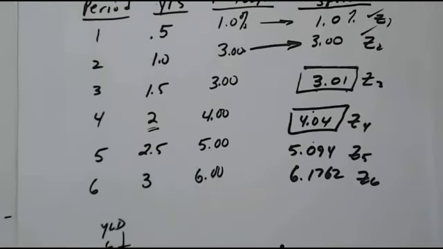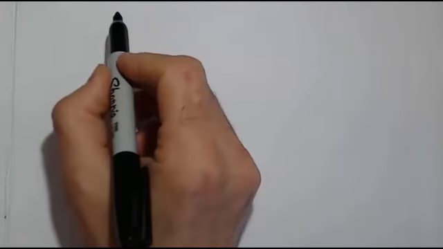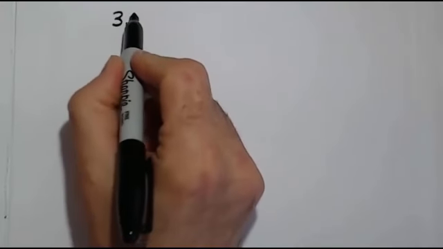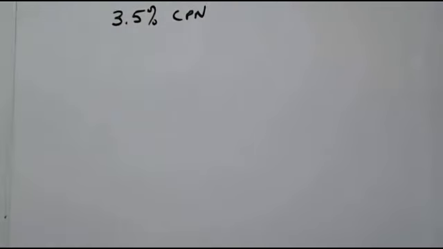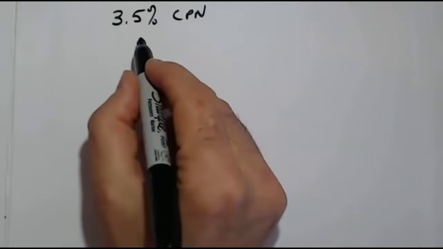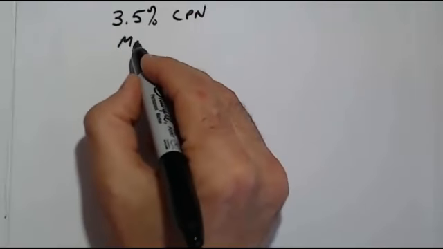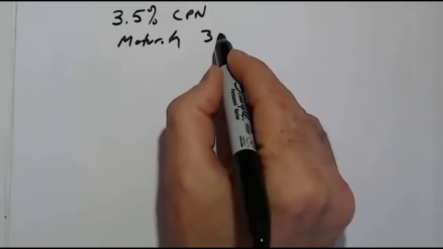Now, let's take what we've done with our bootstrap yield curve, and let's actually use it. Why did we go through all these calculations? Okay, so what we're going to do is let's imagine we have a bond. Let's say we have a 3.5% coupon bond. Say it's going to have a maturity of 3 years.